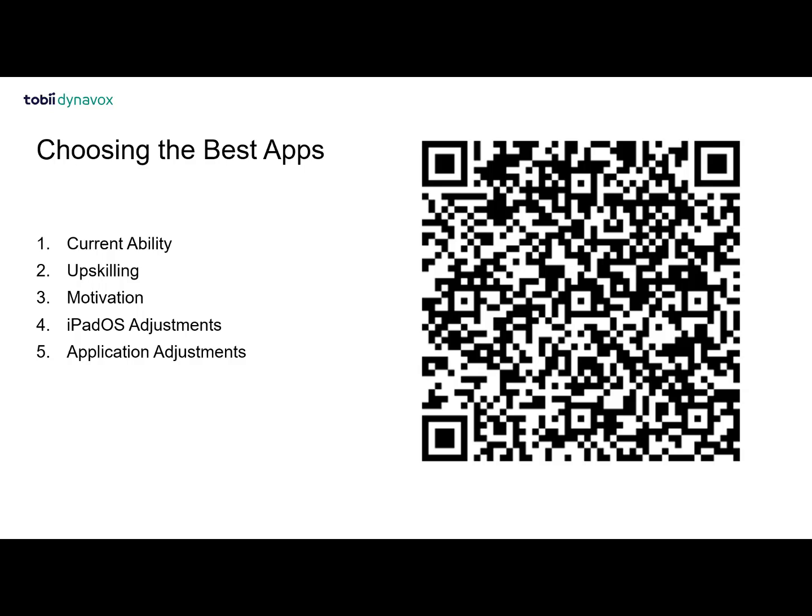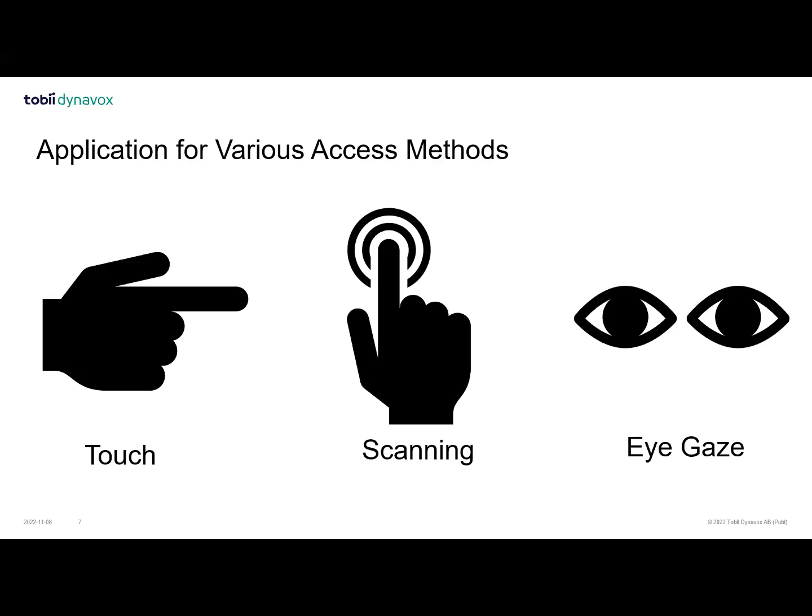So what we're going to do is apply those 5 principles, or think about those 5 principles, whilst looking at 3 different access methods. We're going to start off with touch. Then Bethany's going to have a look at scanning and eye gaze as well.